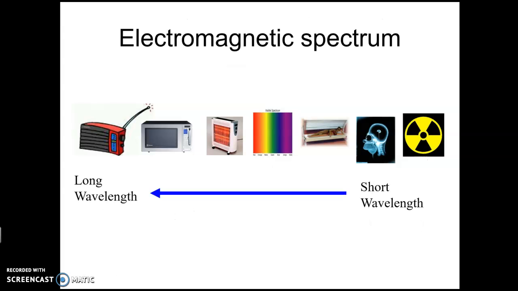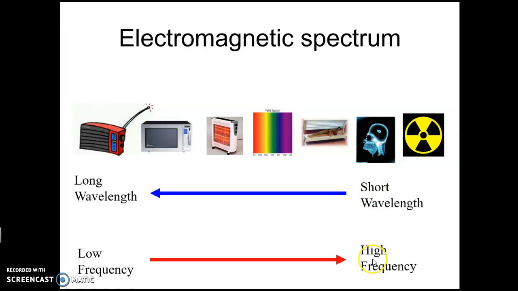Okay, so what do you need to know? Well, you need to know this order. So radio, microwaves, infrared, red, orange, yellow, green, blue, indigo, violet, ultraviolet, X-rays, gamma rays. You need to know that these are the long waves at this end, these are the short waves. And of course, if it has a short wavelength, it must have a high frequency. Yeah, because the frequency times the wavelength will give the speed. So you need to know this order.